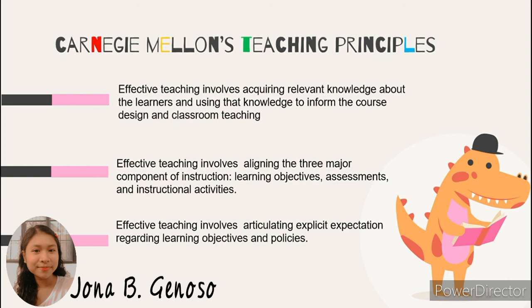Effective teaching involves aligning the 3 major components of instruction, which are the learning objectives, assessments, and instructional activities. By aligning these components of instruction, it saves time and leads to a better course. Teaching becomes more effective for students' learning when an instructor articulates a clear set of learning objectives in which the knowledge and skills of students are expected to be demonstrated.